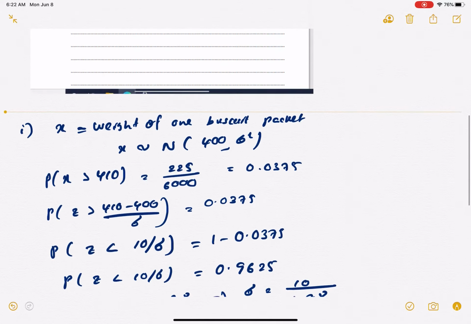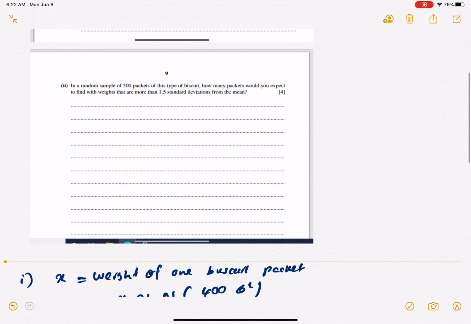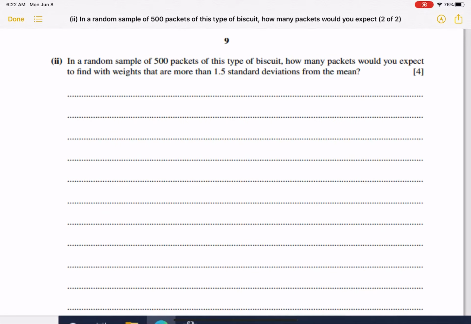Now let's get into the next part of the question. It says in a random sample of 500 packets of this type of biscuit, how many packets would you expect to find with weights that are more than 1.5 standard deviations from the mean? So this phrase is very important. 1.5 standard deviations means 1.5 times sigma.